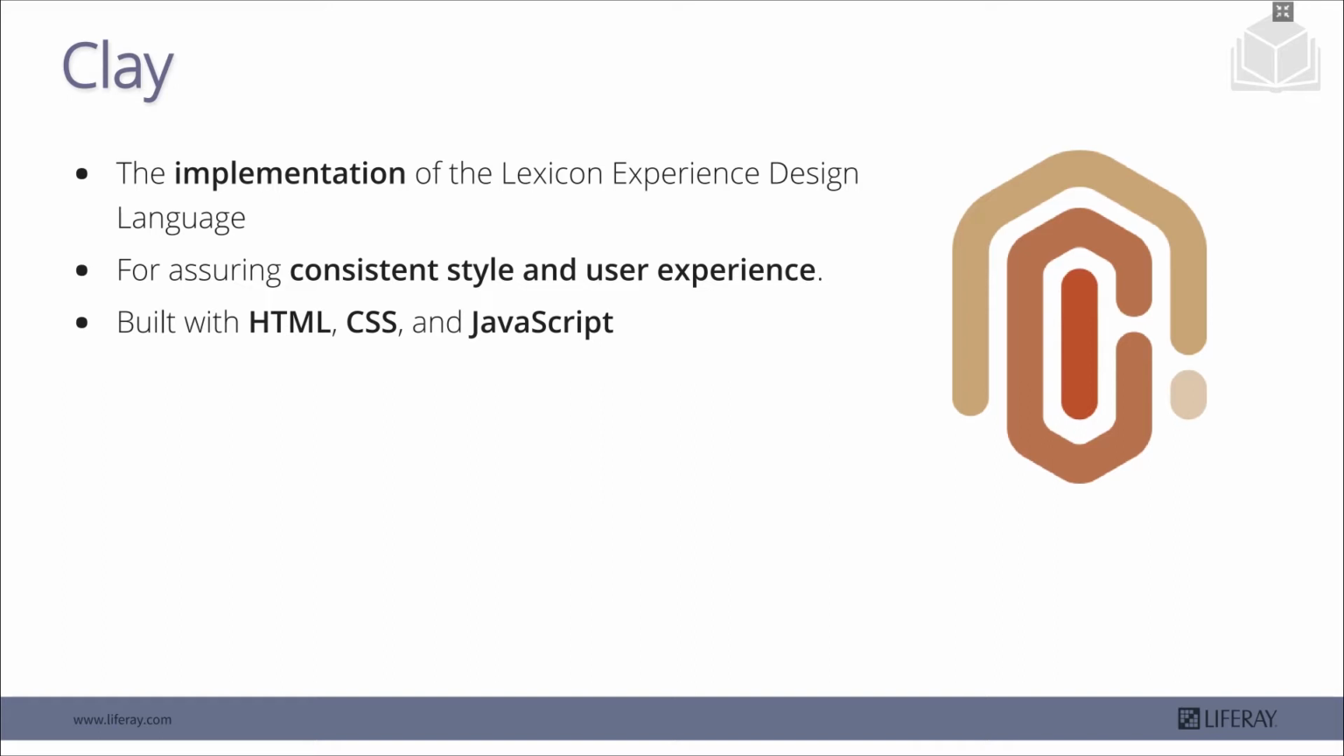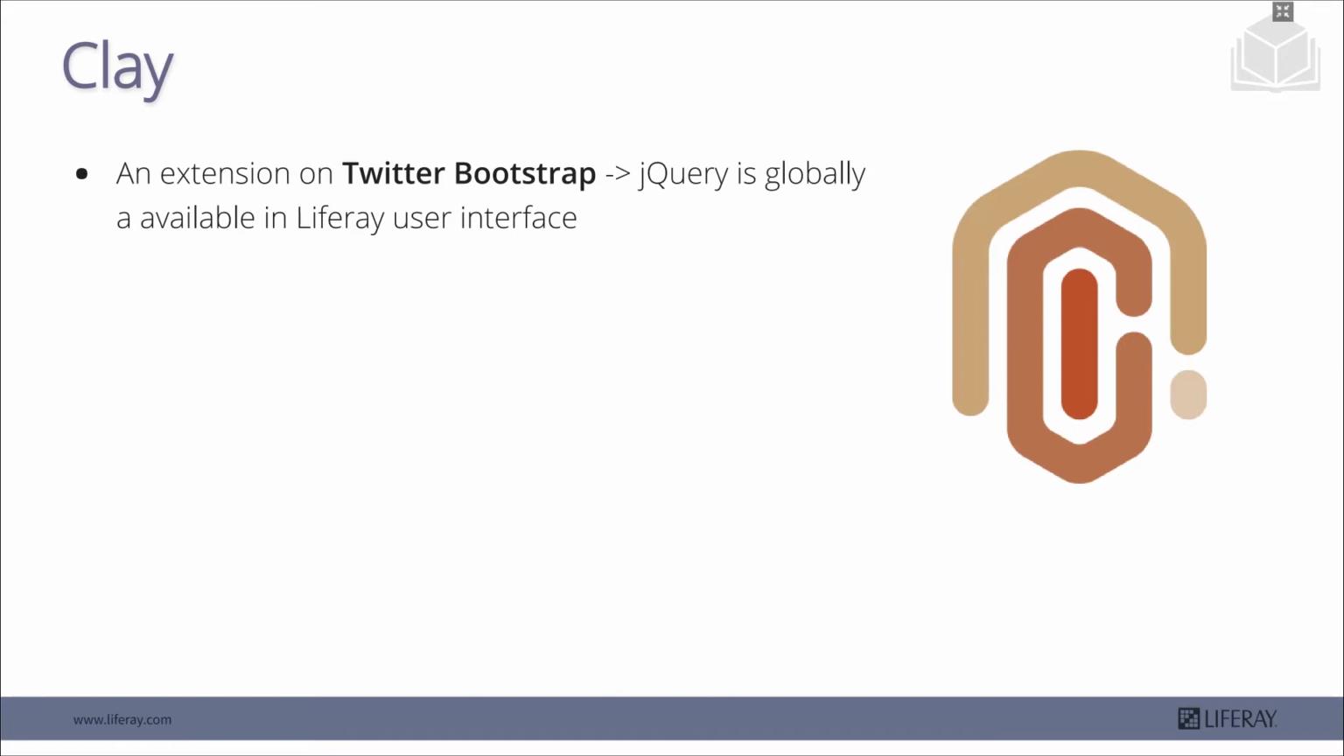So Lexicon says a button should look like this. Clay will give you the code for what Lexicon defines. Or in other words, Lexicon is implemented using Clay. So Clay is the implementation of Lexicon. It'll actually give you the specific code for what we define over in Lexicon. And Clay is built using your classic HTML, CSS, and JavaScript, kind of what we know to be the building blocks of the front end. Right.